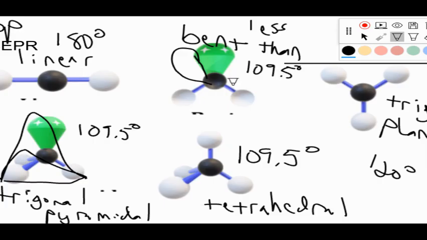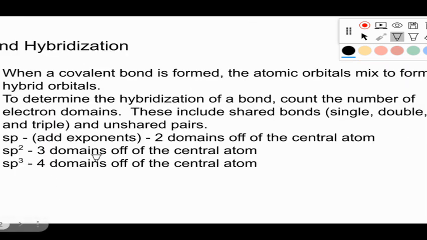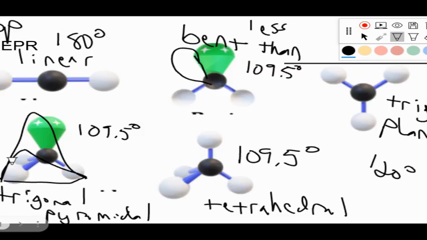This one has 1, 2, 3, 4 bonding regions. So in this one, it doesn't matter if they're shared or unshared. It's not like VSEPR in that regard. It just means, what are the domains? How many sections off of it? So if it has 4 bonding domains, then it is an SP3. So bent is going to be SP3.